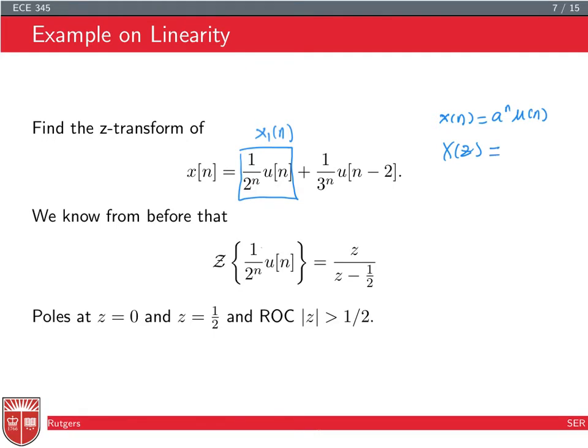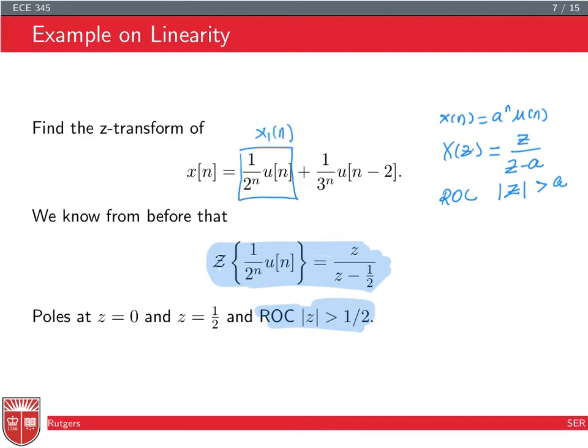then the Z transform of it is Z divided by Z minus a, and the ROC is the exterior of the circle with magnitude of Z equal to a. Again, this is the ROC because the signal is right-sided. And this is actually what I do here. So the Z transform of the signal is Z divided by Z minus 1/2, and the ROC is the exterior of the circle centered at the origin with radius 1/2.